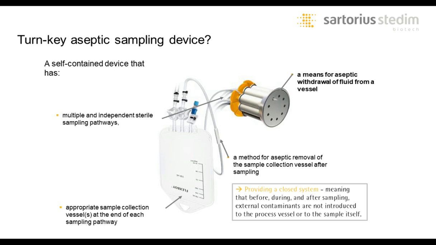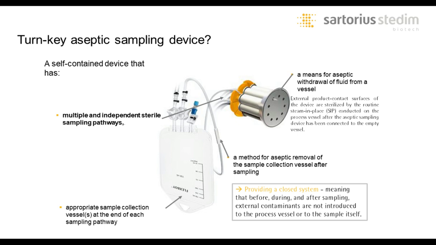But what exactly is a turnkey aseptic sampling device? Well, it's a self-contained device that has a mechanism to aseptically remove fluid from the vessel. And because the device is a closed system and arrives pre-sterile, only the external product contact surface needs to be steamed in place. And that happens as part of the routine manufacturing operations as it's connected to the empty vessel during the equipment prep.